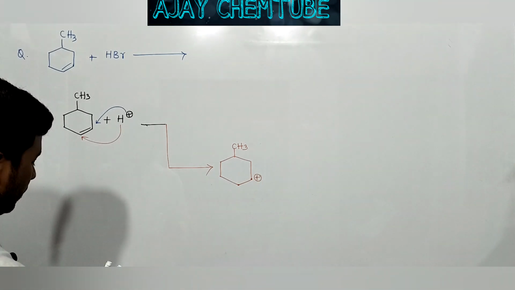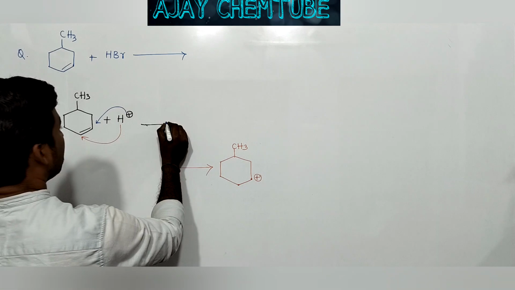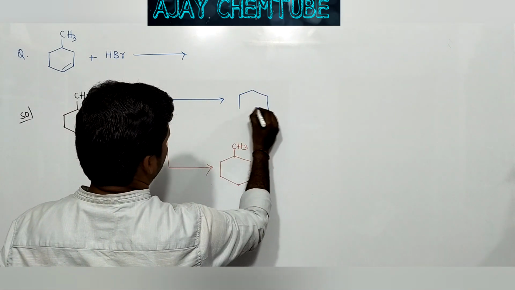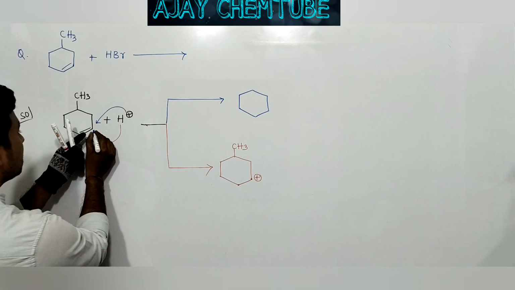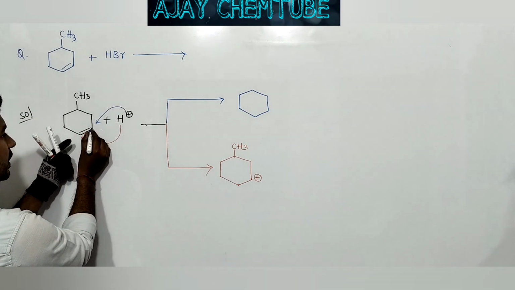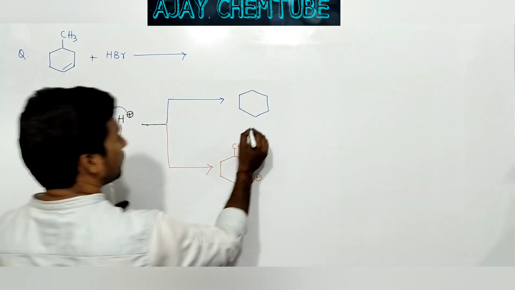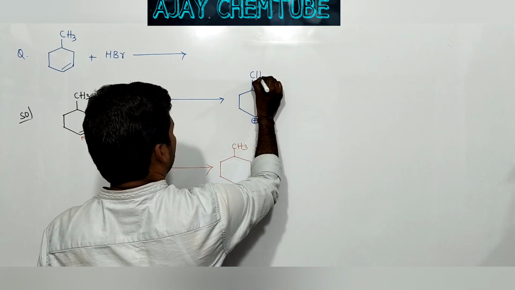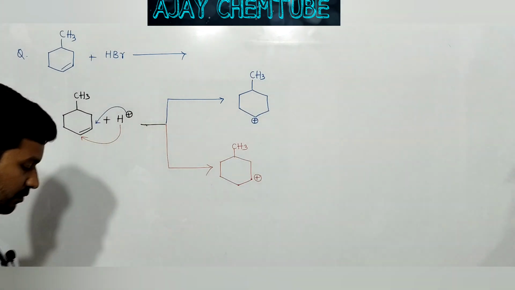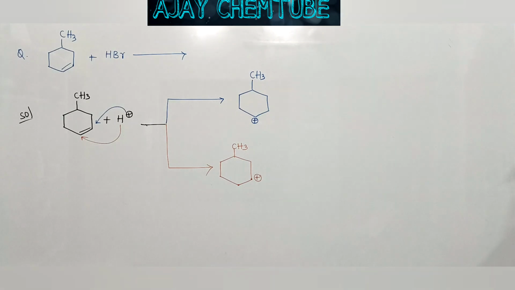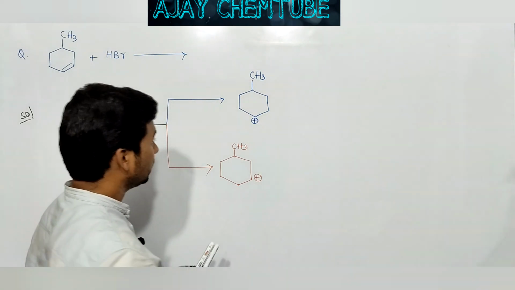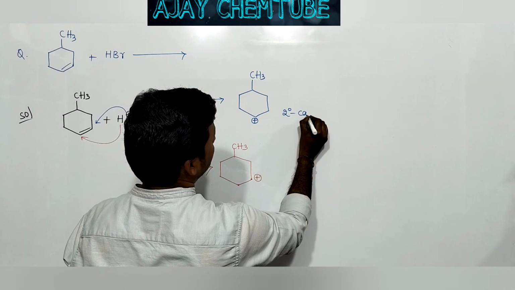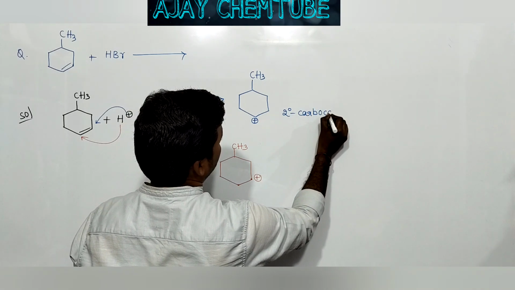Now the second possibility: if H plus addition takes place here, the pi bond shifts, H plus is added, and this carbon becomes positive. Now these two are the same in some aspects. What are they? Here, this is which carbocation? Secondary carbocation.